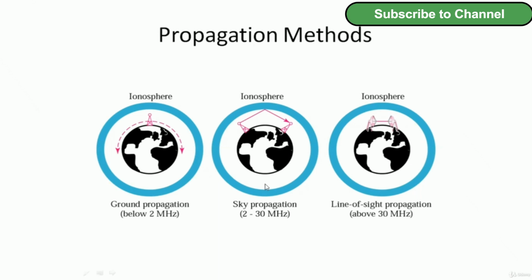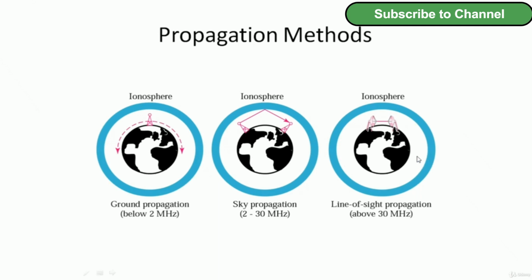Then next one is the sky wave propagation. The sky wave propagation is in between the 2 to 30 megahertz frequency range. And what happens in this? This one is the transmitter, this one is the receiver. So from this transmitter, the signal is transmitted, reflected back by the ionosphere, and again it is received by this receiving antenna. So this is the sky wave propagation.